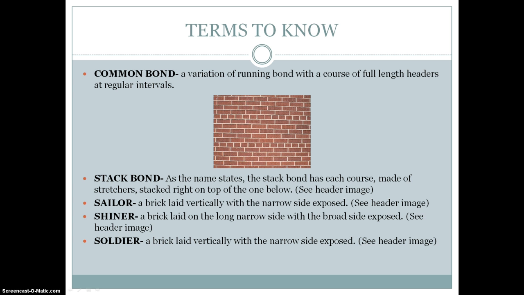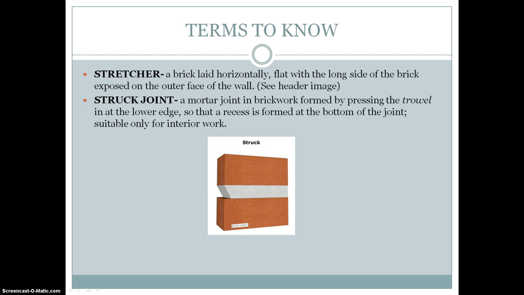A sailor is a brick laid vertically with the narrow side exposed. A shiner is a brick laid on the long narrow side with the broad side exposed. And a soldier is a brick laid vertically with the narrow side exposed. And all of those can be seen in that image above too, in header. And then stretcher as well, which is a brick laid horizontally, flat, with the long side of the brick exposed on the outer face of the wall.